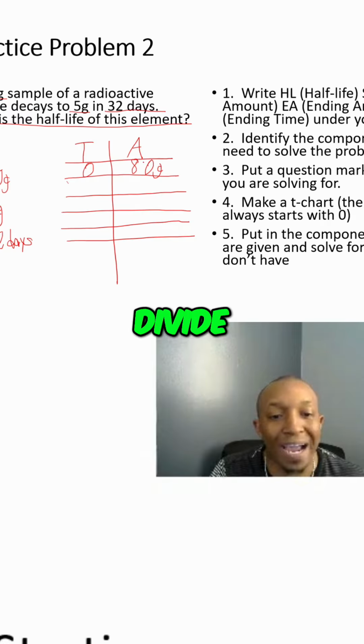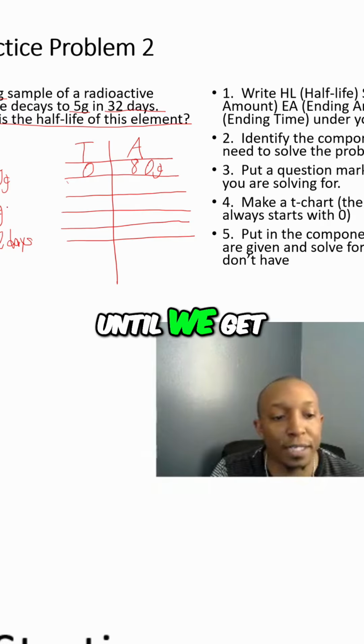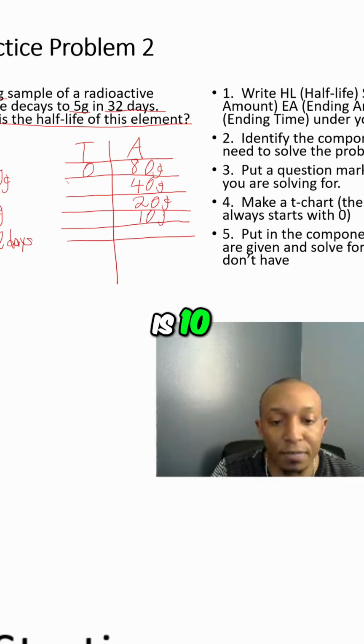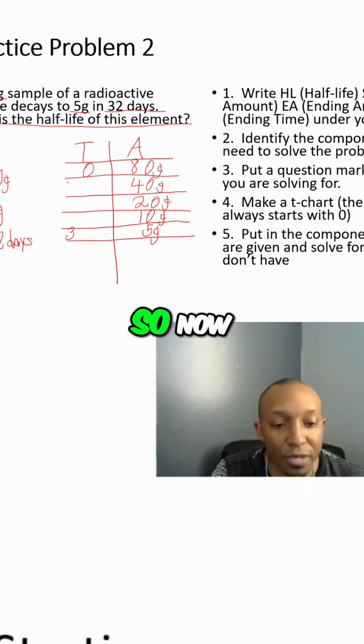So now we're going to divide 80 grams by 2 until we get down to our ending amount, which is 5. 20 divided by 2 is 10. And then 10 divided by 2 is 5. So we can stop there. And our ending time is 32 days. So now we can put it right across from our ending amount.